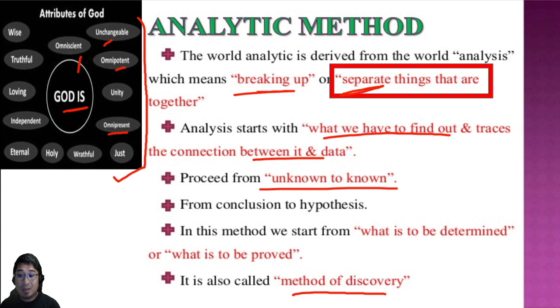Ibig sabihin, human time does not apply in God. God is eternal and independent, loving, truthful, etc., etc. So these are parts which comprise the totality of God. The totality, ibig sabihin yung kabuuan ng Diyos. So if I'm going to separate this one, andito na. May analytic method kasi I'm able to attribute these parts. Itong mga parts na to. I'm able to separate these parts dito sa totality ni God.